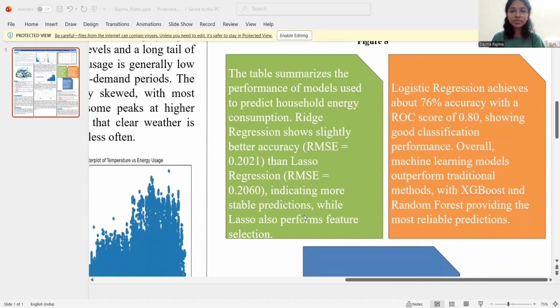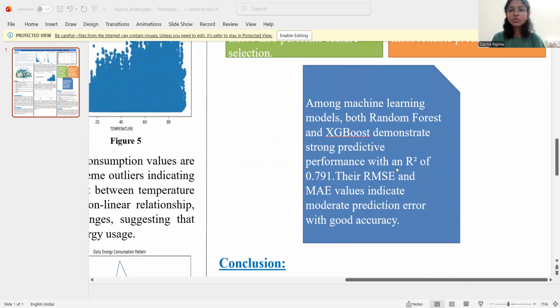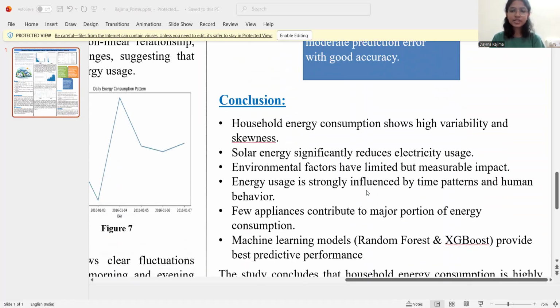Summarizing the above table, ridge regression shows slightly better accuracy than lasso regression, indicating stable prediction, while lasso also performs feature selection. Logistic regression achieves about 76% accuracy with an ROC score of 0.80, showing good classification performance. Among machine learning models, both random forest and XGBoost demonstrate strong predictive performance with an R-square of 0.79, and their RMSE and MAE values indicate moderate prediction error with good accuracy.